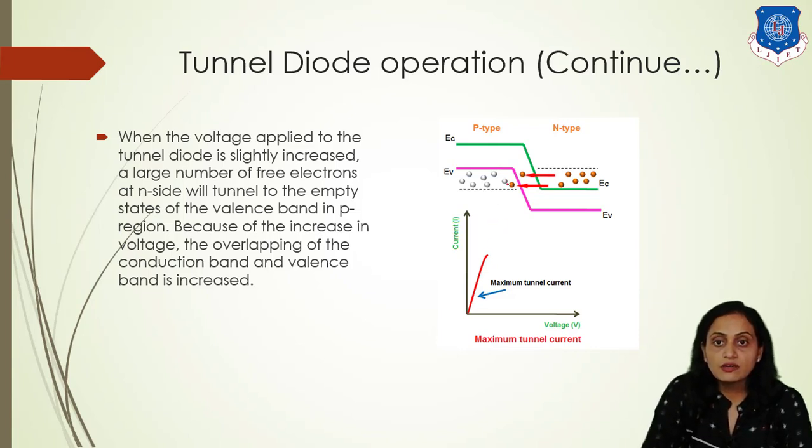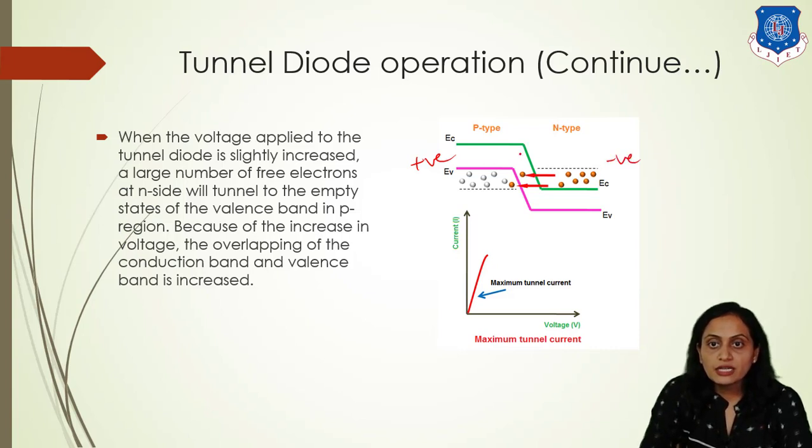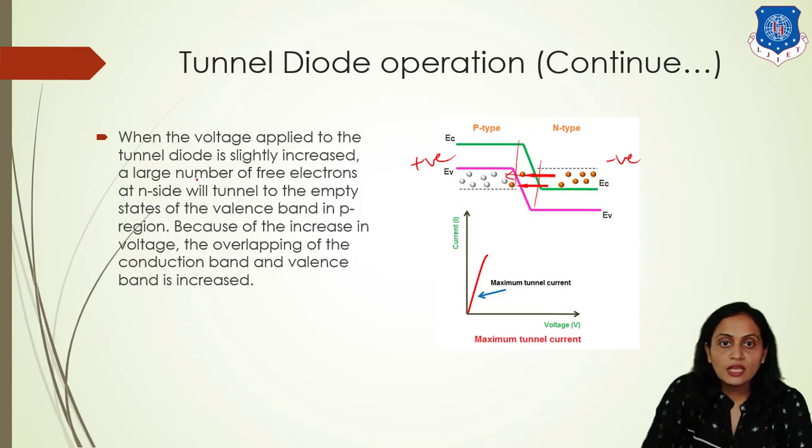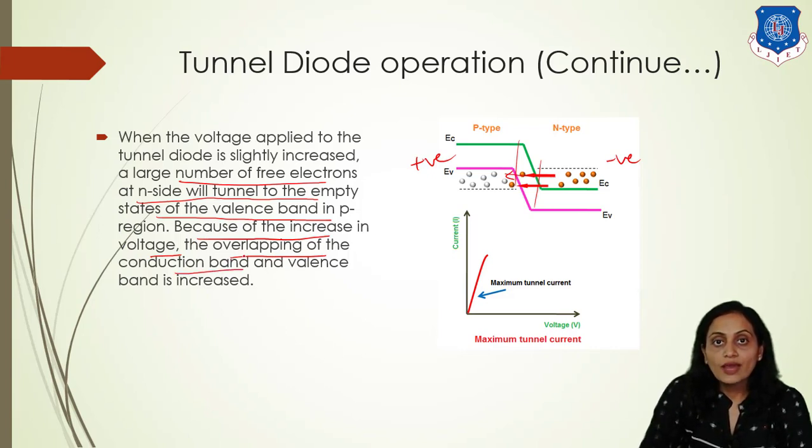As you increase the forward voltage further, the potential barrier is again reduced, and more electrons will tunnel from the n side to the p side and occupy the empty space on the p side. A large number of carriers at the n side will tunnel into the empty space of the valence band in the p side region. Because of this increase in the voltage, the overlapping of the conduction band and valence band is increased, and due to that we see a further increase in the current.